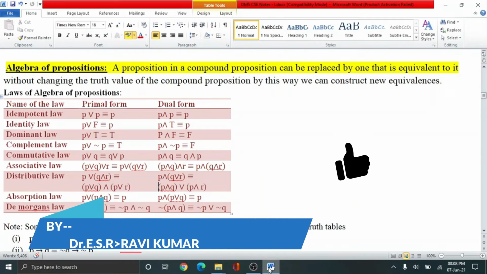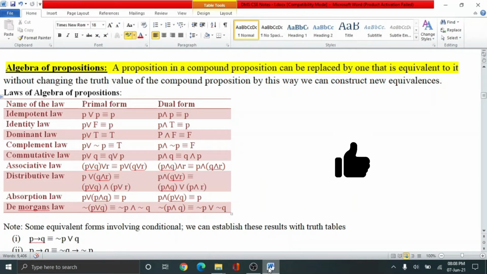So the next topic is an algebra of propositions. A proposition in a compound proposition can be replaced by one that is equivalent to it without changing the truth value of the compound proposition. By this way we can construct new equivalences.